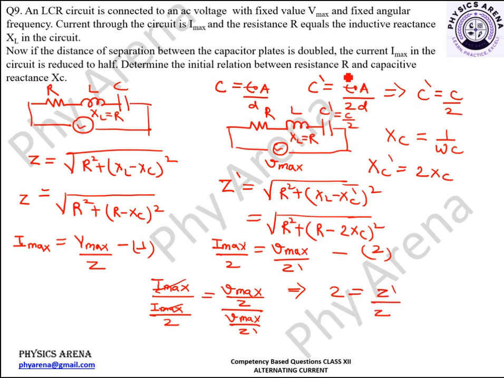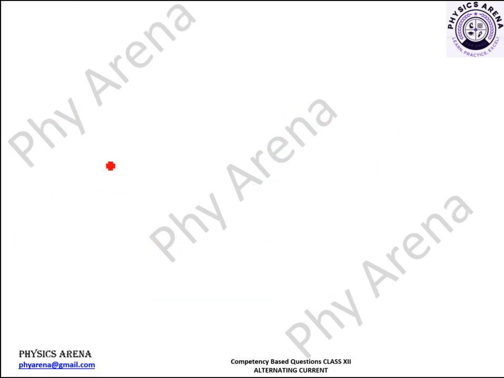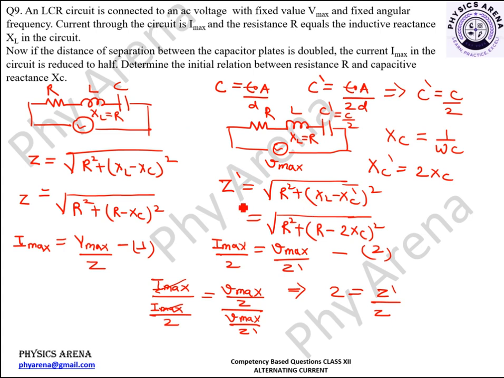And now we have to find the relation between R and Xc, that is resistance and capacitive reactance. So let's use this equation in order to find the relation. We can write 2 is equal to Z dash upon Z. If we square them, 4 is equal to Z dash square divided by Z square. And we know the value of Z dash square. It was R square plus XL minus XC dash whole square, that is R square plus R minus twice of XC whole square.